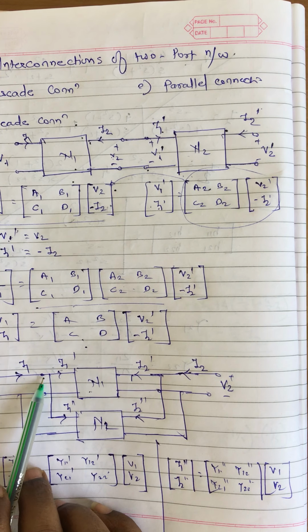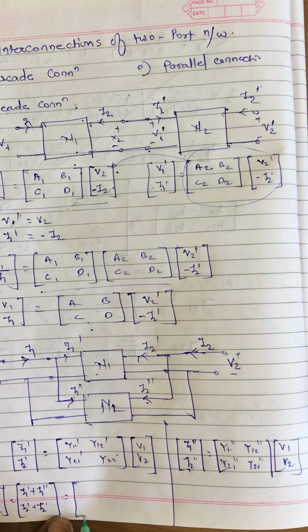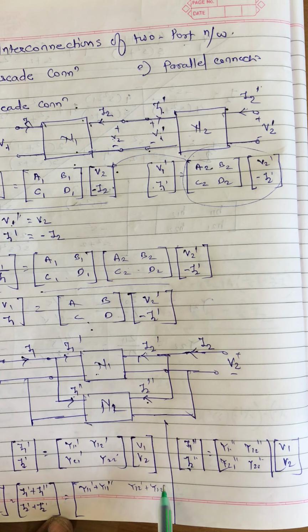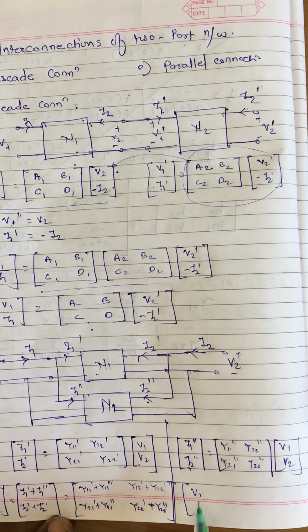Now you can see for the combined network, I1 equals I1 dash plus I1 double dash, I2 equals I2 dash plus I2 double dash. So can I write it like this? If I want I1 and I2, I1 is nothing but I1 dash plus I1 double dash, I2 is nothing but I2 dash plus I2 double dash, which means ultimately addition of all these parameters also. So it becomes: y11 dash plus y11 double dash, y12 dash plus y12 double dash, y21 dash plus y21 double dash, y22 dash plus y22 double dash, into V1 V2.